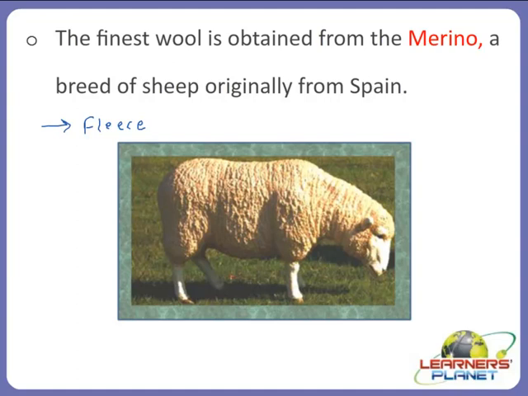And if it is obtained from many sheep, then it is called a clip. So always remember that the wool obtained from one sheep is called a fleece, and if it is obtained from many sheep, it is called a clip. The amount of wool that a sheep produces depends upon its breed, its nutrition and shearing interval.